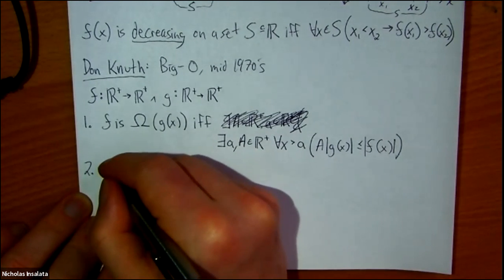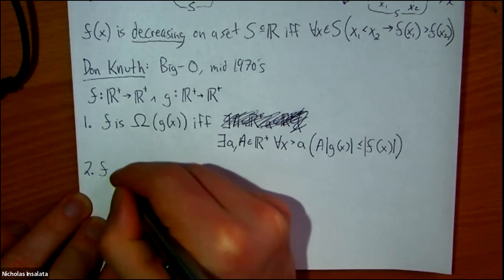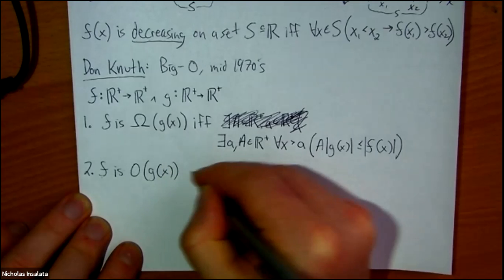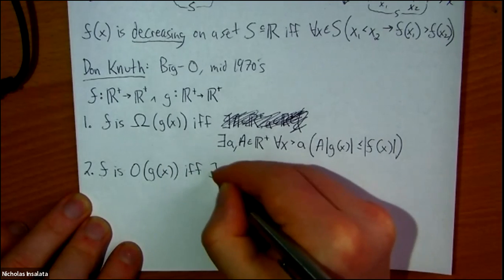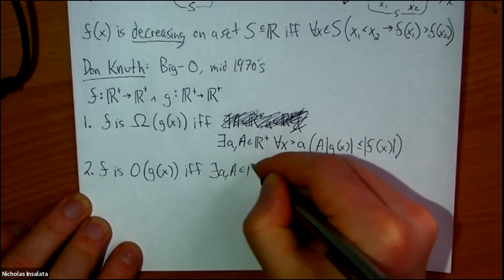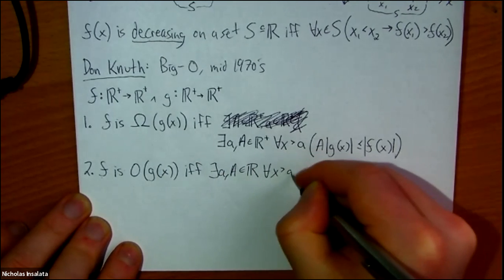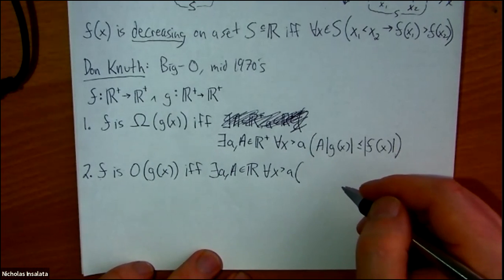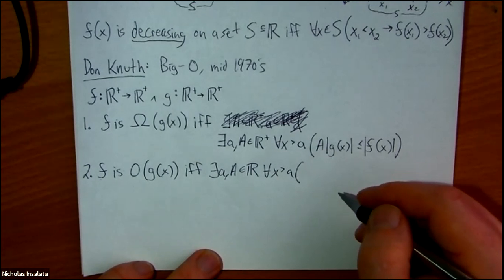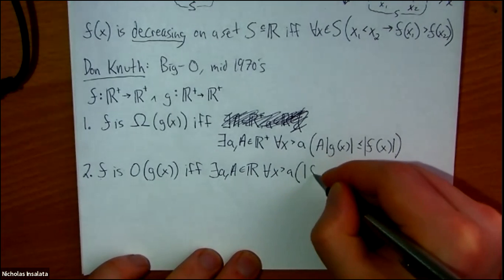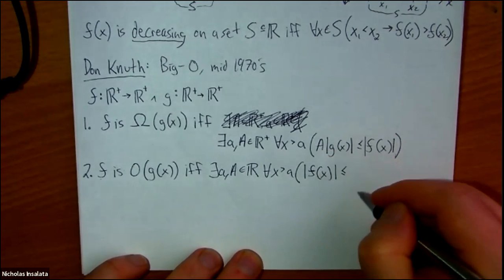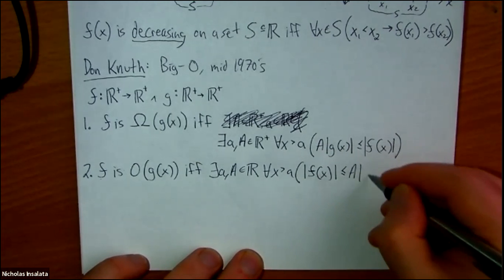Okay. f is big O of g of x, if and only if, again, there exists a little a and big A in the positive reals, such that for all x greater than little a, it goes the other way. Your book uses b's here, but I don't care about that. So the absolute value of f of x is less than or equal to capital A times the absolute value of g of x.